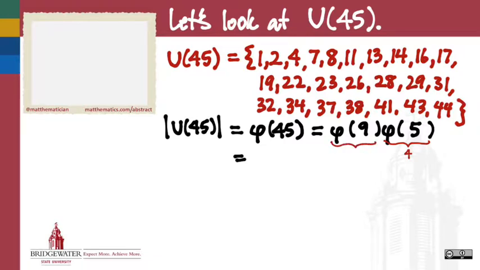Meanwhile, phi of 9, this is the power of an odd prime, right? 3 squared. And so we have this prime power formula that we can use. It's 3 to the 2 minus 1 times (3 minus 1). So that's 3 times 2. That's 6. And so we get 6 times 4, 24. And hopefully we've accounted for all 24 of those elements up here. So this is a group whose order is 24.